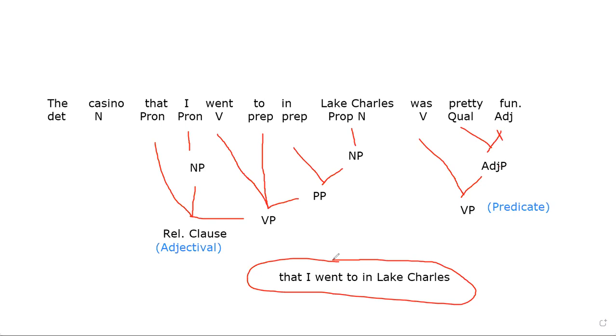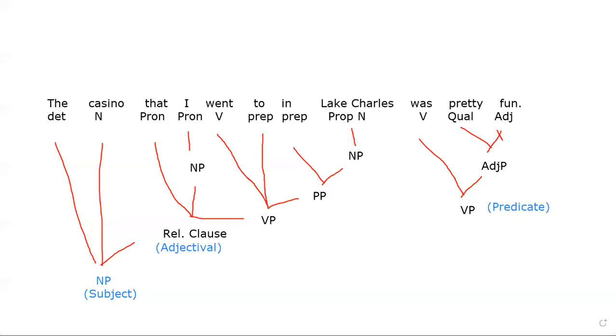The restaurant that I went to in Lake Charles. The hotel that I went to in Lake Charles. The museum that I went to in Lake Charles. This really feels like one piece, right? But of course, it's an adjectival. It's describing something. So I need to connect it to the noun that it's describing. So we get down to our final piece of the puzzle where we connect the determiner, noun, and relative clause. The casino that I went to in Lake Charles. All of those come together into one noun phrase, which is the subject of my sentence.